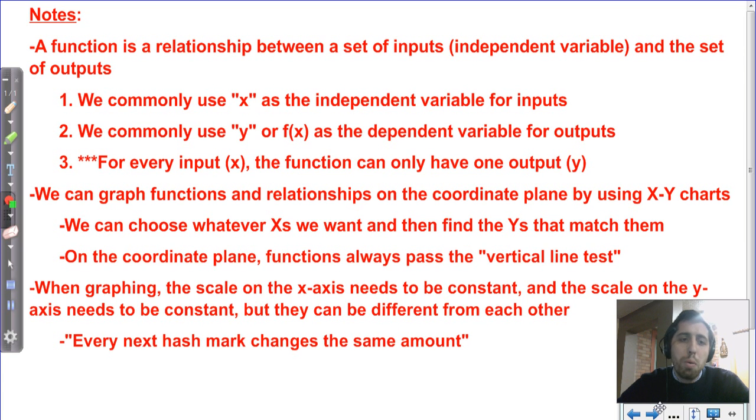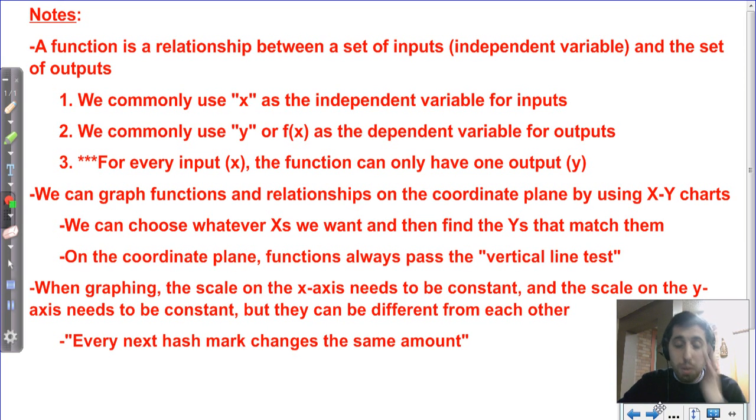The last one is that when we're graphing, the scale on the x-axis needs to be constant, and the scale on the y-axis needs to be constant, but they can be different from each other. Sometimes we're using values that are really big, and a lot of people are used to using hash marks that are equivalent to 1. Each hash mark is worth 1. Well, if you're trying to graph the point 27,350, you don't have graph paper big enough. So we can change the scale as long as every hash mark increases by the same amount.